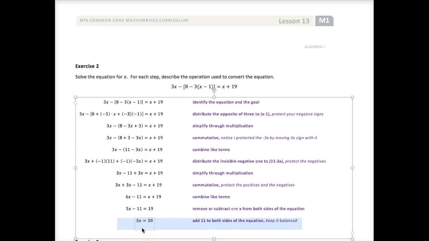5x equals 30. I had to add 11 to both sides to make the 11 go away here. Adding 11 to 19, 30. We're good. Like it. And finally dividing, we get x equals 6. We solved a problem. Yay.